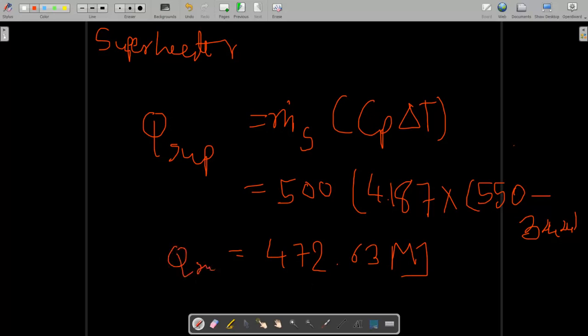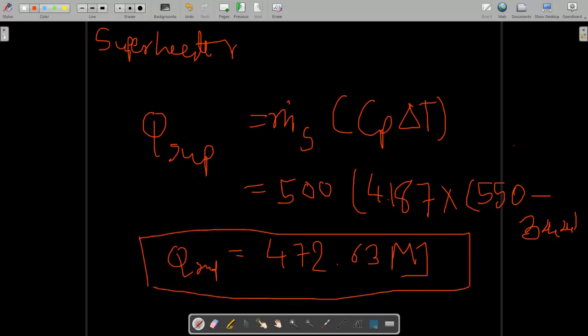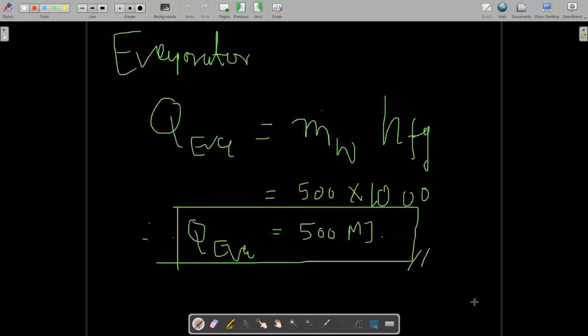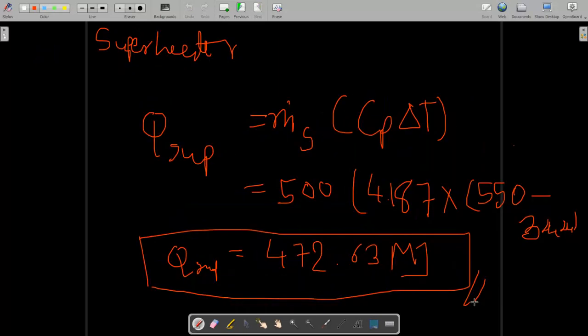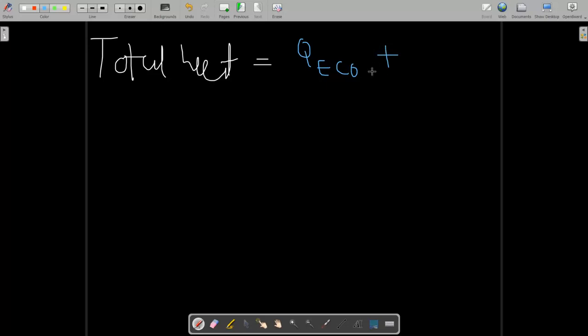So this is the answer of your first question: how much amount of heat is added in all these three sections. The remaining ones are all easy. First find out the total heat. Total heat is the heat in the economizer plus the heat in the evaporator plus the heat supplied to the superheater, or heat gain in the superheater.